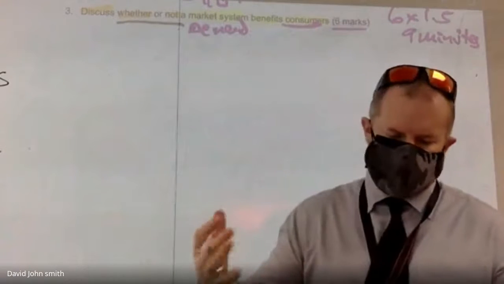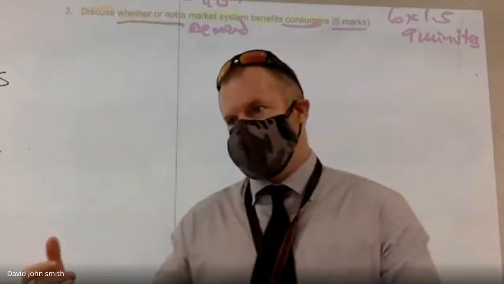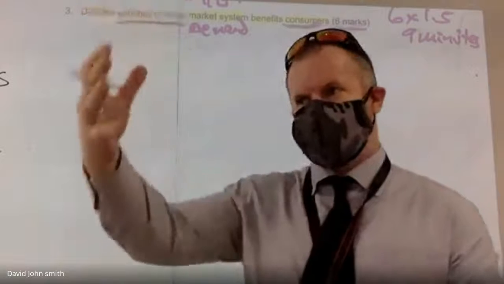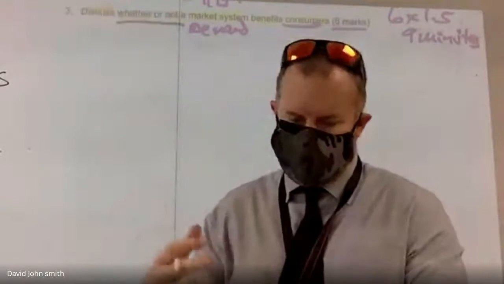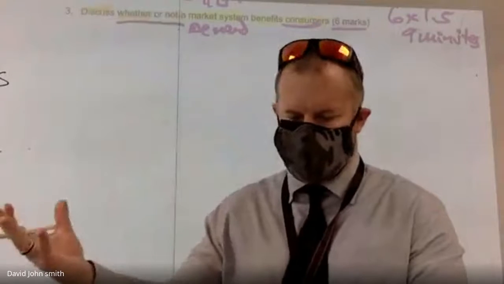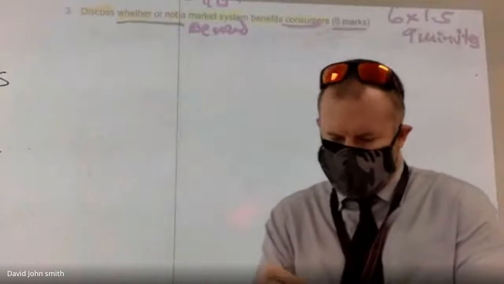And it doesn't have to be exactly three and three, even though it's six marks. It could be four points for one and two for the other. It's not a hard and fast rule. It's whether you have the argument and the counter argument.